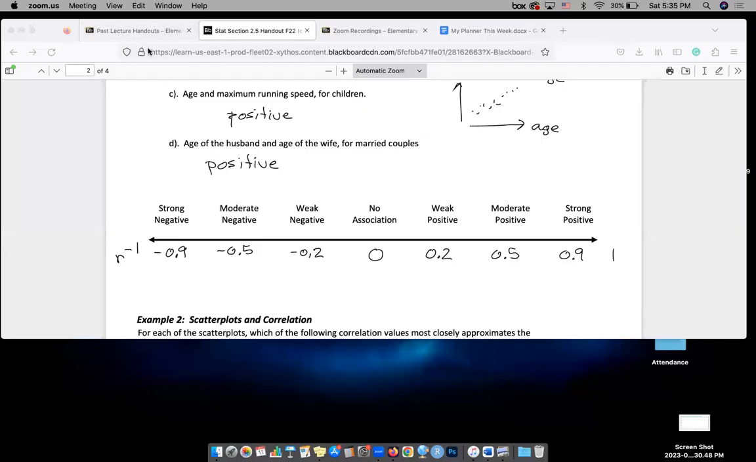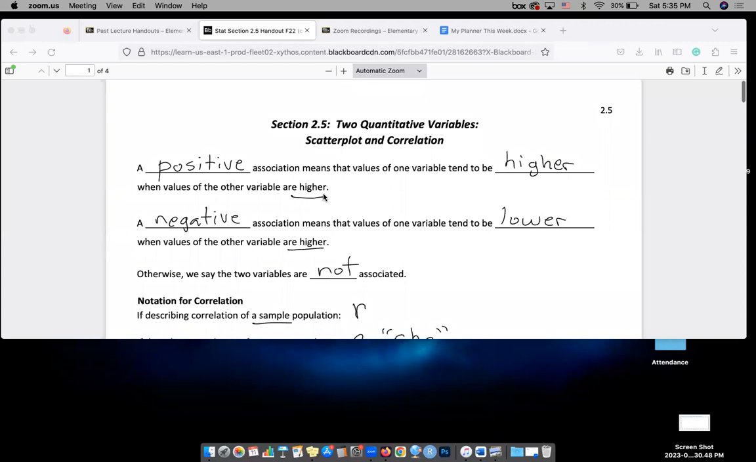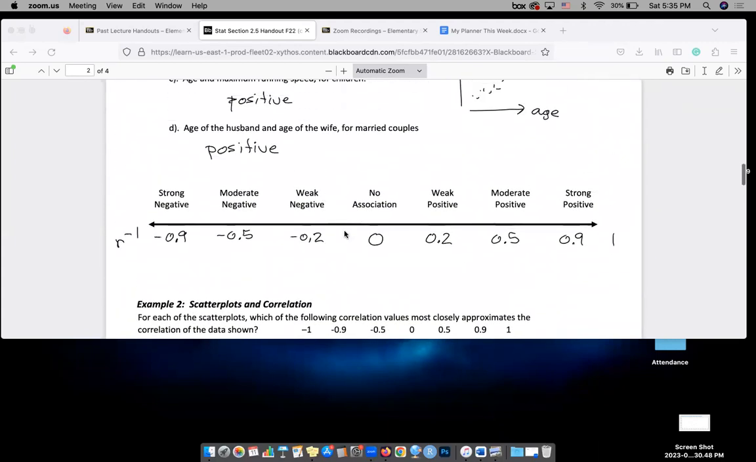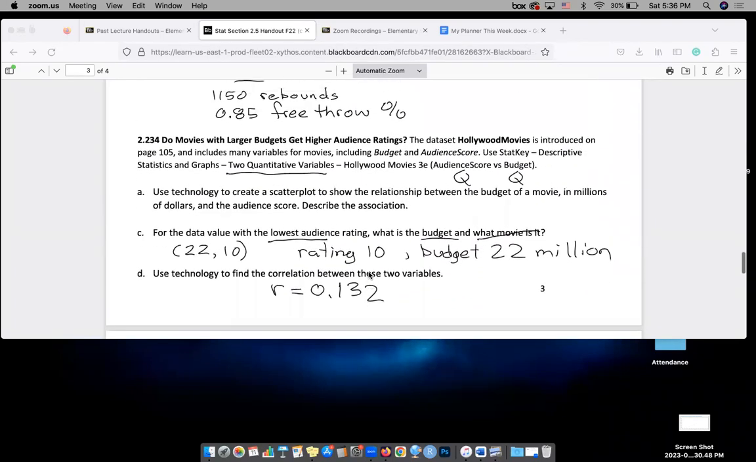In 2.5, we're going over part of the lecture handout for two quantitative variables, when we're talking about correlation. Remember, anything near zero would mean that there's no association or relationship between two quantitative variables. But then we've also got a high positive and a strong negative correlation. The purpose of this video is to look at one of the examples for StatKey.